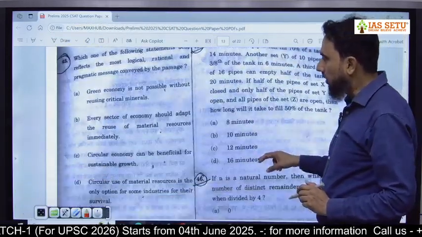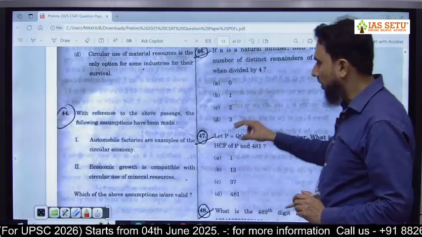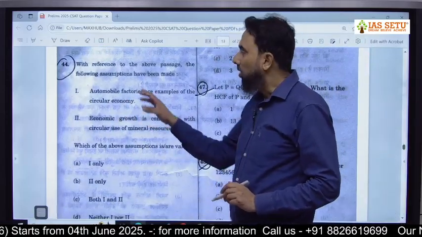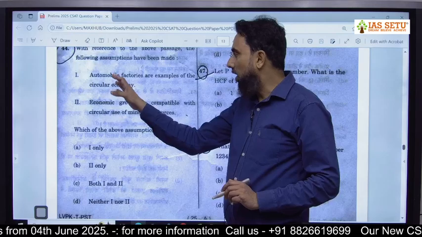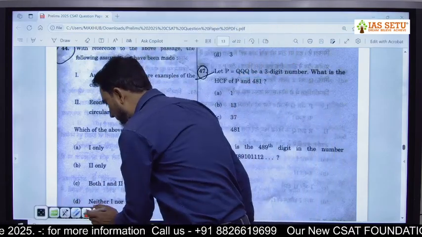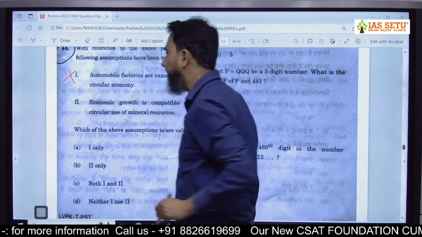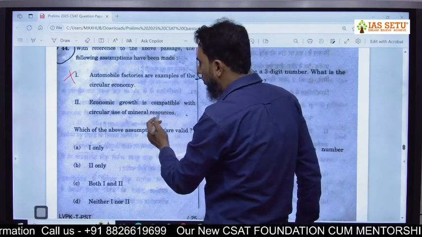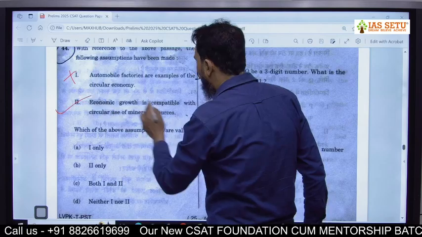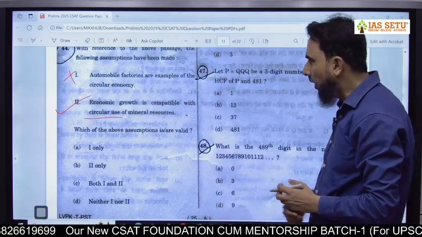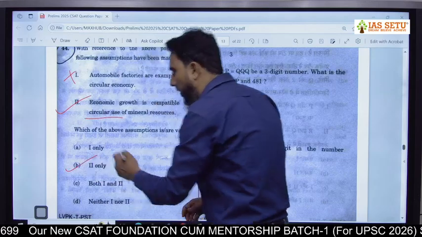So saying that automobile factories are example of the circular economy, we can't say, but we can only say they are if they are going for recycling. So statement number 1 is incorrect. Second says economic growth is compatible with circular use of mineral resources. Obviously circular use we have already discussed, right? Recycling, and it is compatible. So the answer should be B option.